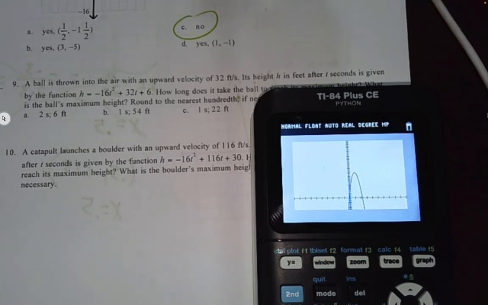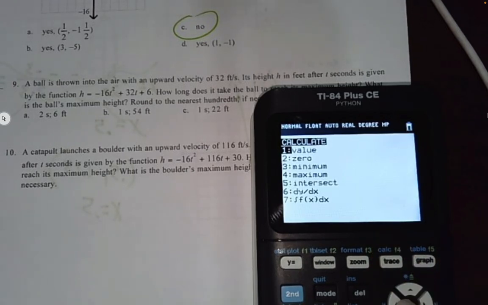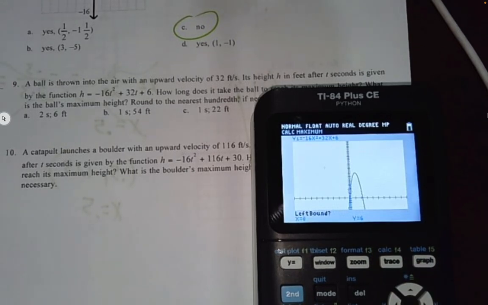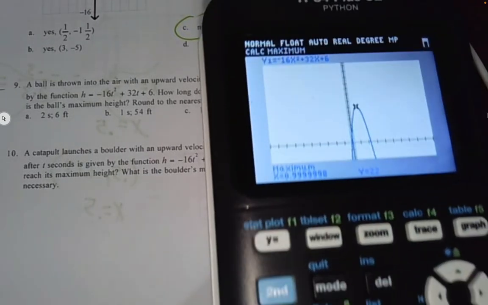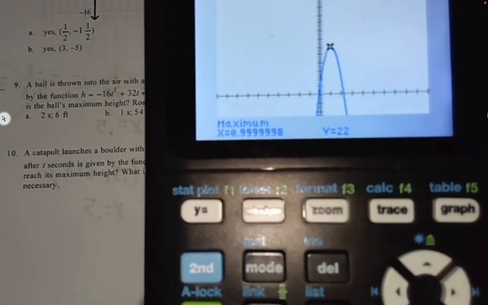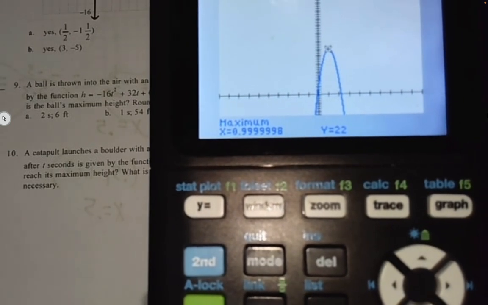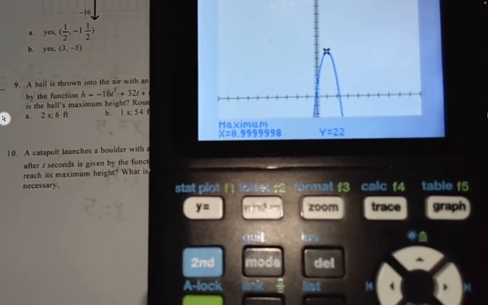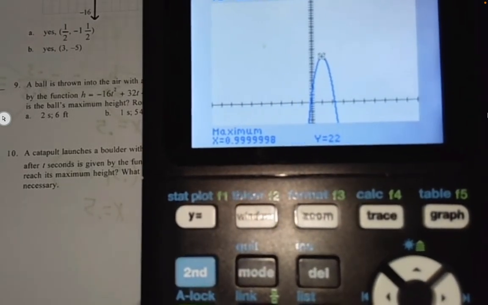Find the maximum. How do I find the maximum? Second trace, and then I'm going to go to number 4. Okay, this right here, that tip-top point, that's the maximum. Where does it tell me to go? To the left, press enter. To the right a few times, press enter. And back to it. So, which one is the time? The x or the y value? X. Yeah, so that looks like, what is 0.99999? It's 1. Okay, so my time is 1 second.